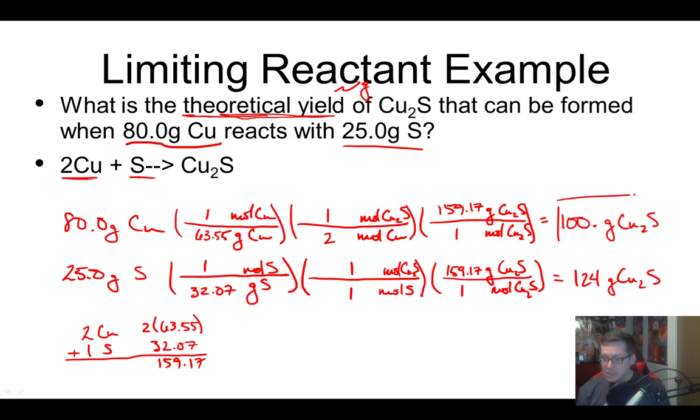So that means the 100 grams is the answer. That is our theoretical yield. Because we can't make more than 100 grams, because anything more than this 100, we'd run out of copper, and then we really couldn't make copper sulfide because we don't have enough copper.